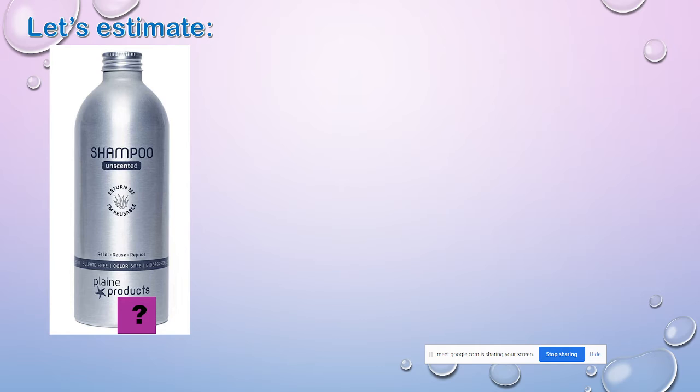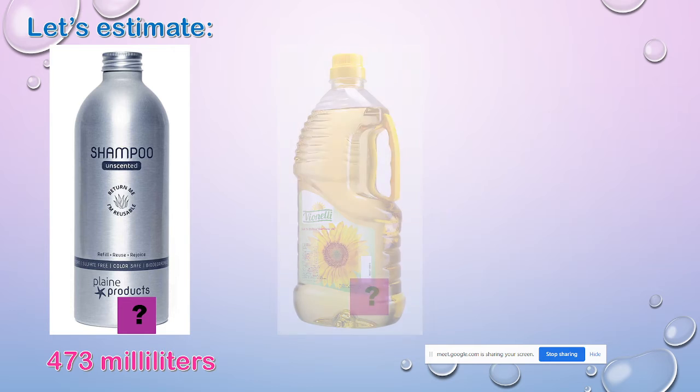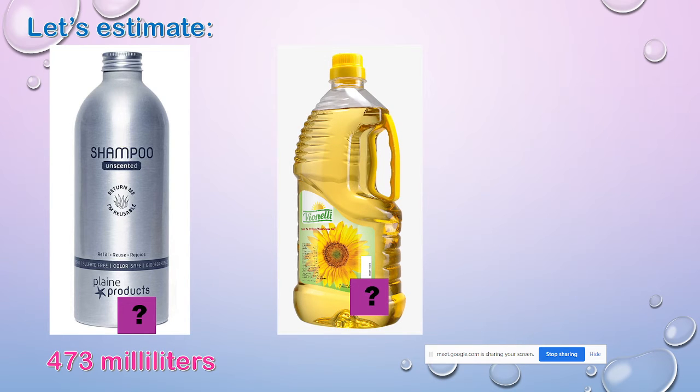Guess, estimate. 500. Okay, we have 500. We have 650. How about the others? Let's check who is closer, okay? The answer is 473 milliliters. So 500 is closer. Next, how about this bottle of oil?